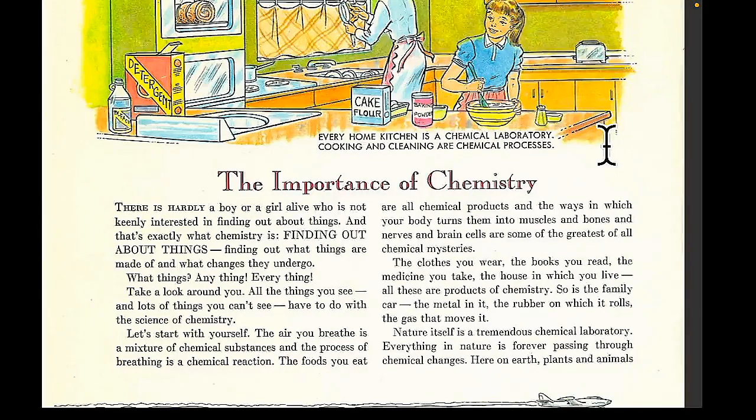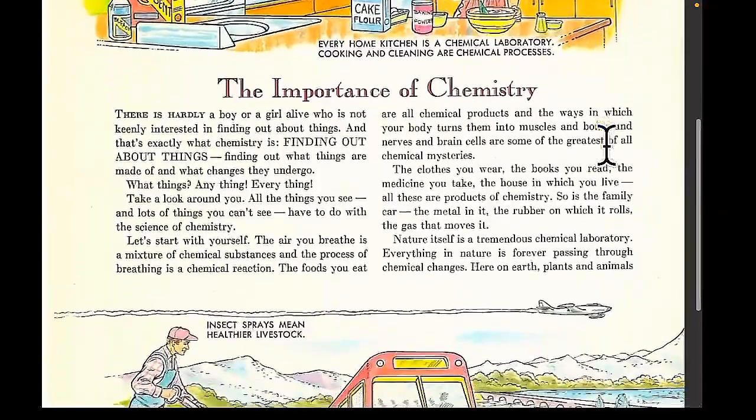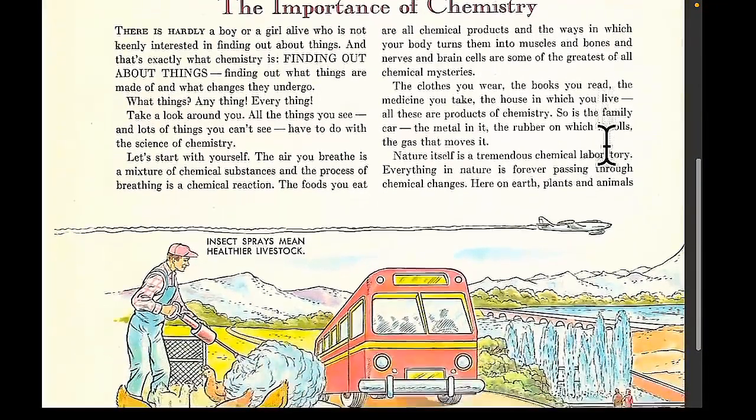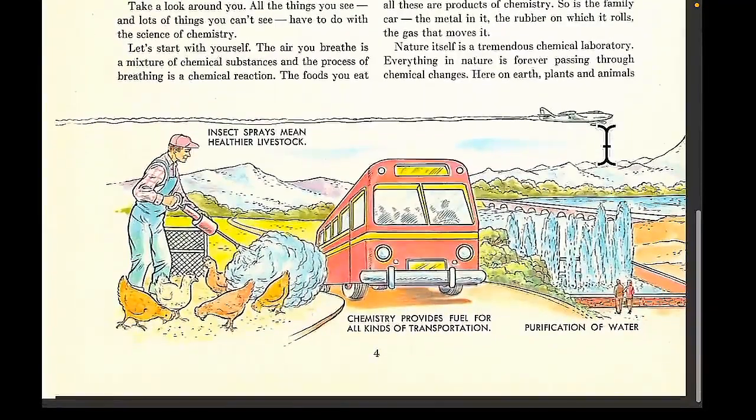The clothes you wear, the books you read, the medicine you take, the house in which you live, all of these are products of chemistry. So is the family car: the metal in it, the rubber on which it rolls, the gas that moves it. Nature itself is a tremendous chemical laboratory. Everything in nature is forever passing through chemical changes. Here on Earth, plants and animals. Insecticides mean healthier livestock. Chemistry provides fuel for all kinds of transportation, purification of water.